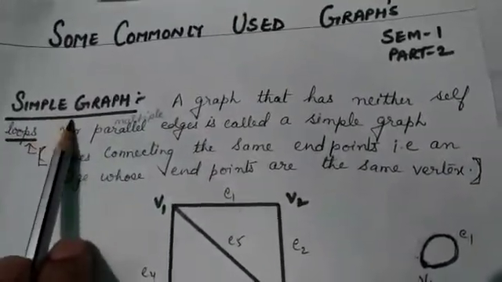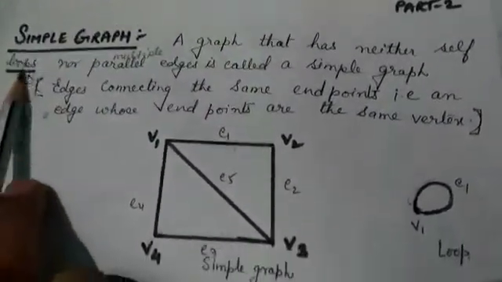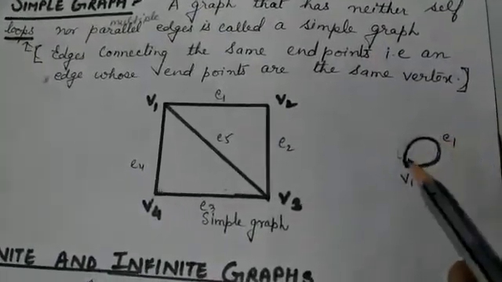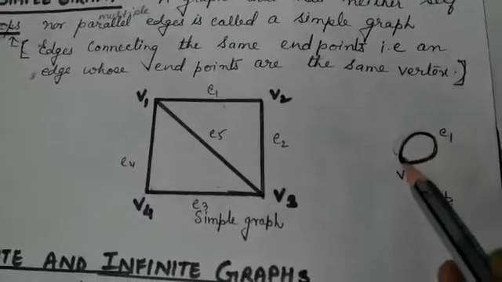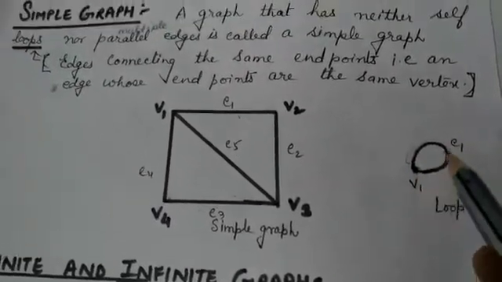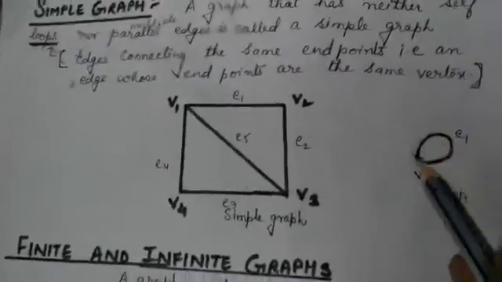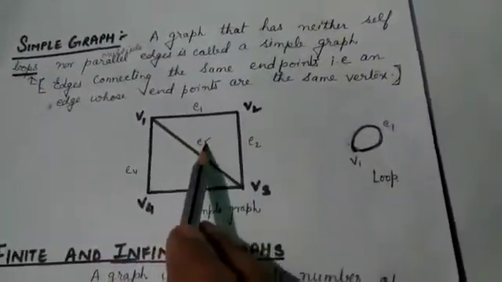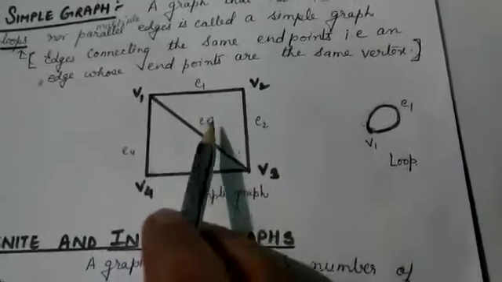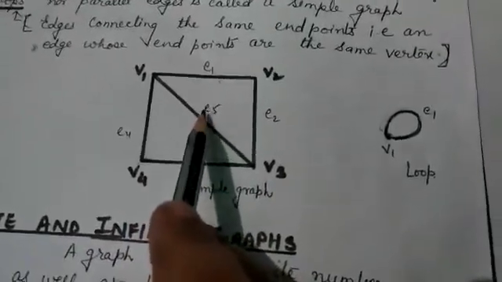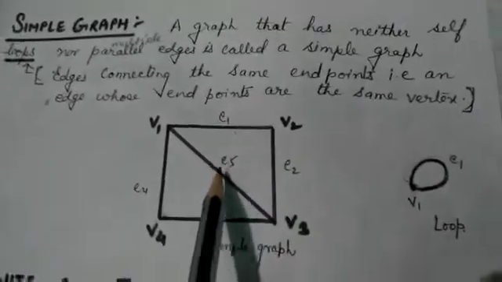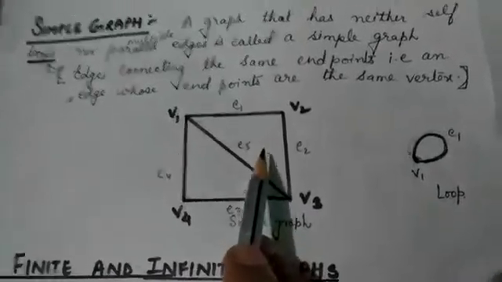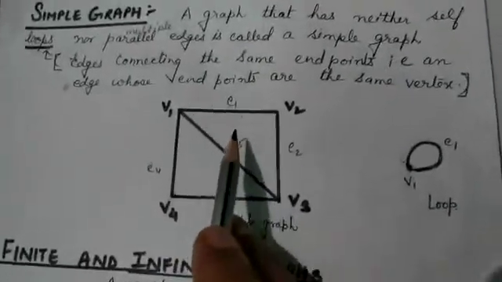Before starting simple graph, we will learn what is a loop. A loop is an edge whose endpoints are the same vertex. Here you can see a vertex and one edge E1 whose endpoints are meeting at V1. So this is a self loop. Here you can see a graph. This graph is simple. A graph that has neither self loop nor parallel edges is called a simple graph. In this graph, there is no self loop and no parallel or multiple edges.